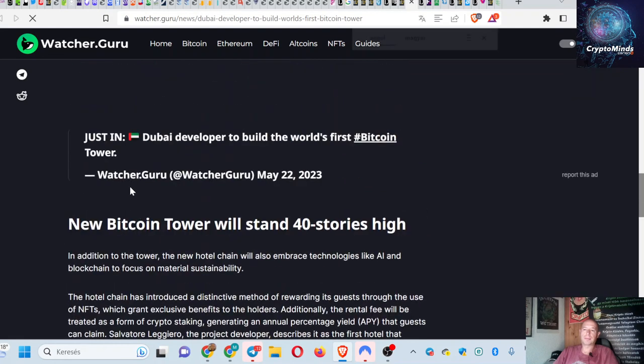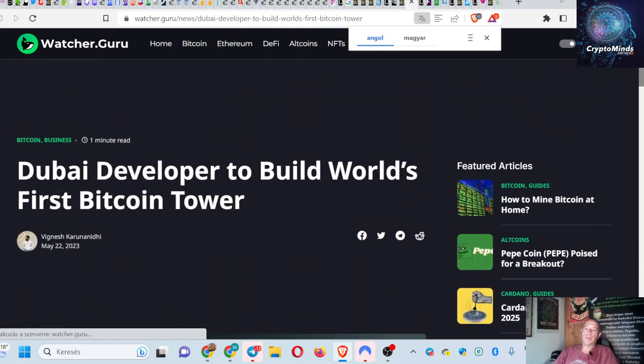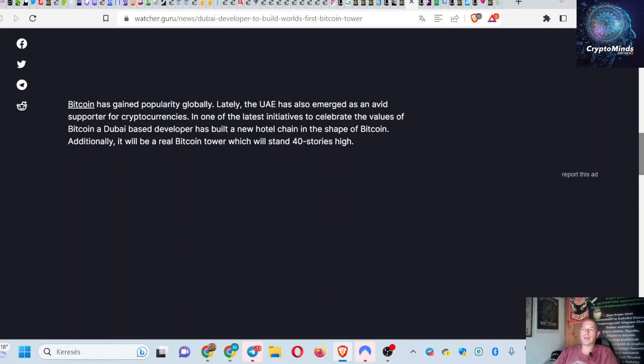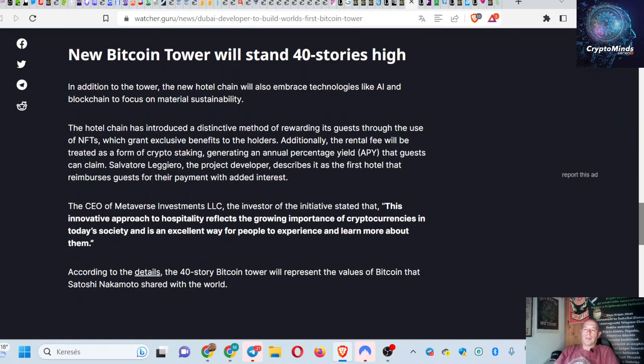Next, Dubai. Dubai developer to build world's first Bitcoin tower. So, guys, that's great news. UAE has also emerged as an avid supporter of cryptocurrencies in one of the latest initiatives to celebrate the values of Bitcoin. A Dubai-based developer has built a new hotel chain in the shape of Bitcoin. Additionally, it will be a real Bitcoin tower which will stand 40 stories high. It will include a distinctive method of rewarding its guests through the use of NFTs, which grant exclusive benefits to the holders. Additionally, the renter fee will be treated as a form of crypto staking, generating an annual percentage yield that guests can claim.